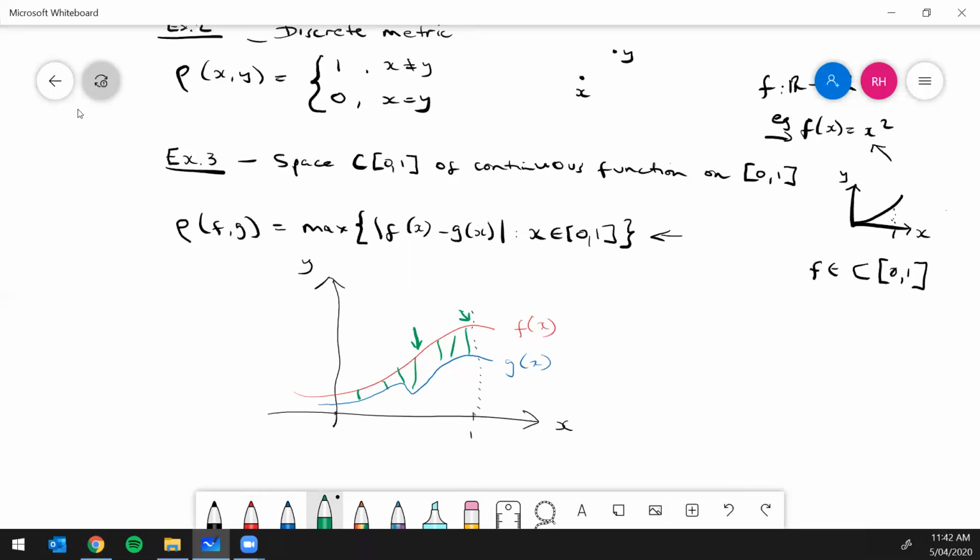So hopefully those three examples have given you a sense of how wide this idea of metric spaces can be generalized. Actually, just before I go, sometimes you'll see here instead of max, they'll write the word sup, which is short for supremum. I don't think you need it in this case because we're talking continuous functions, but sometimes you'll see the word sup in this definition.